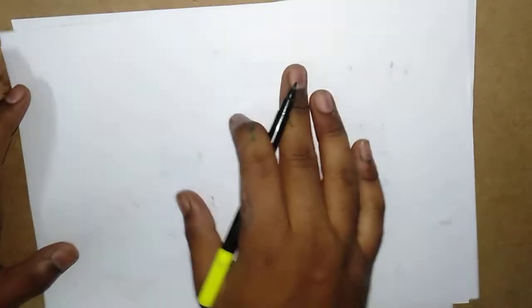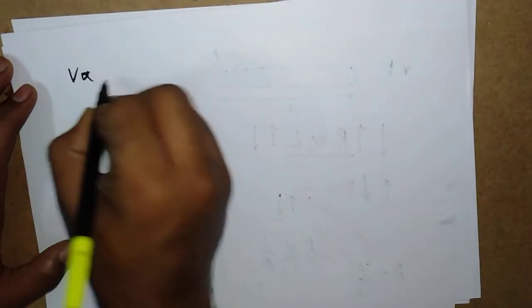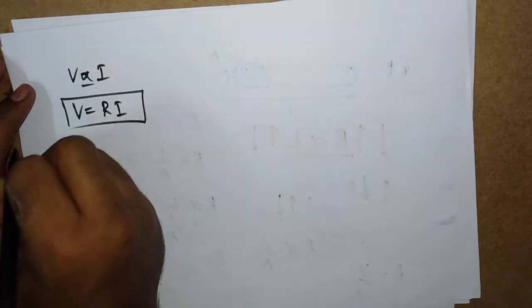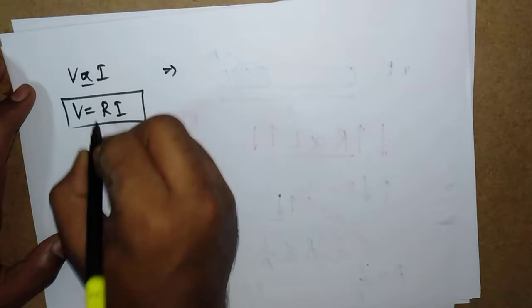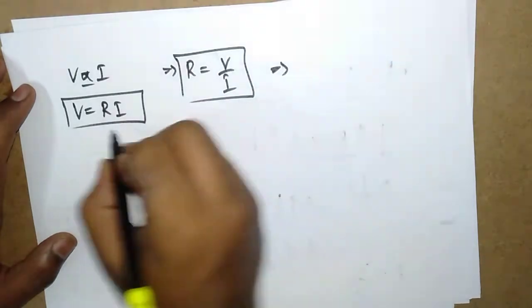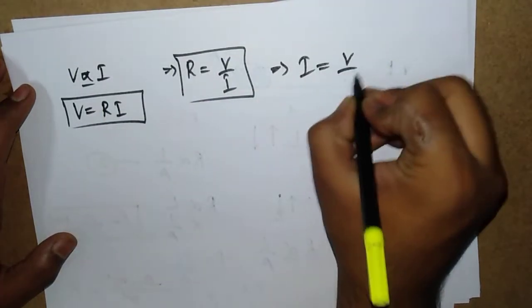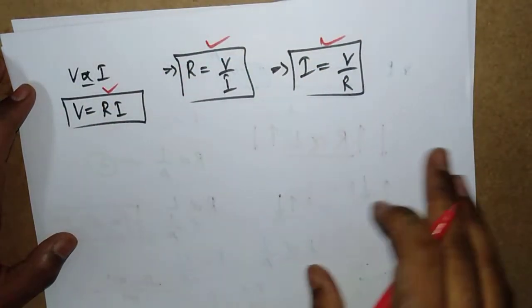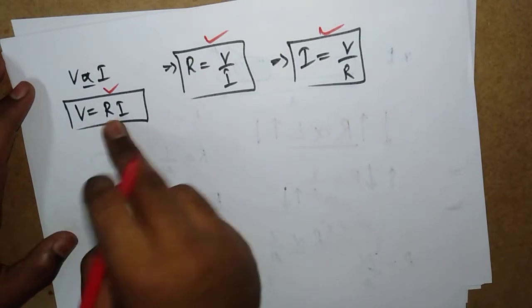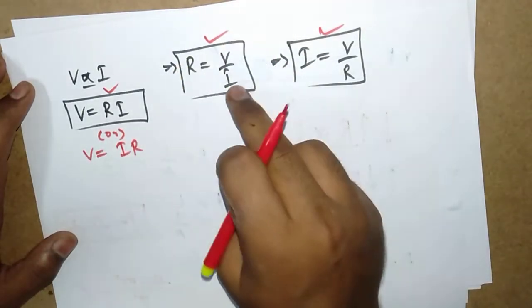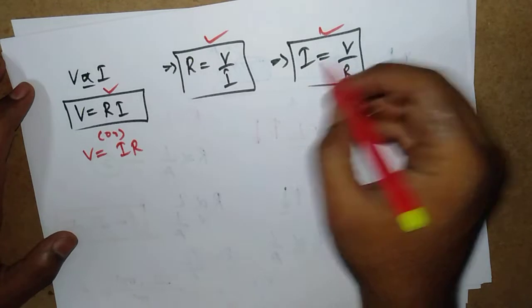Always remember Ohm's law. What is Ohm's law? V is directly proportional to the current, at constant temperature. If I remove this proportionality sign, I will get V is equal to RI. This is one of the main formulas. Similarly, from this expression I can get R is equal to V by I, and from this equation I will get I is equal to V by R. These three things you have to remember: V is equal to IR, R is equal to V by I, and I is equal to V by R.